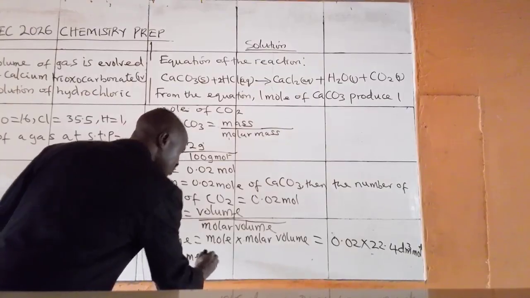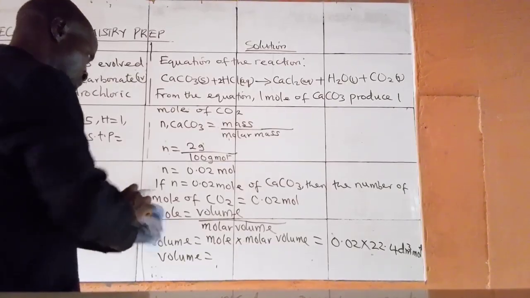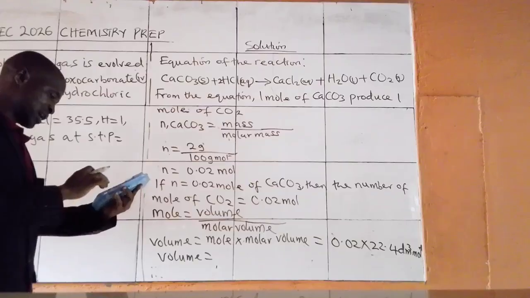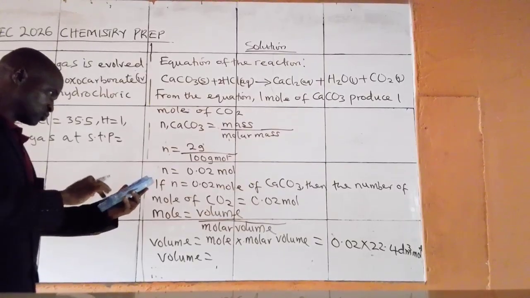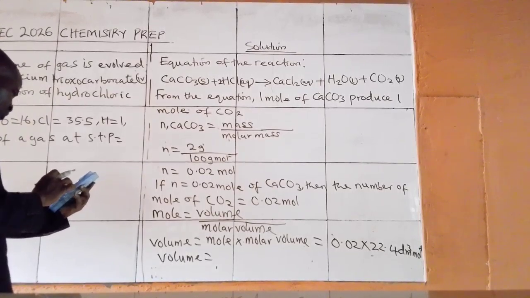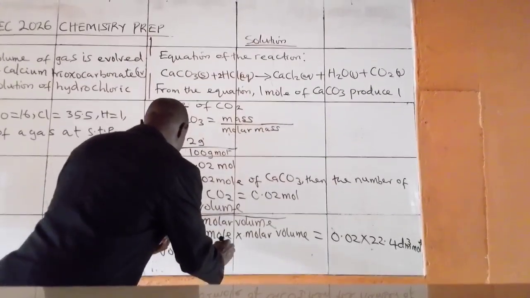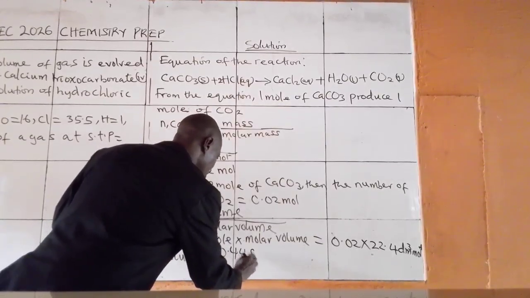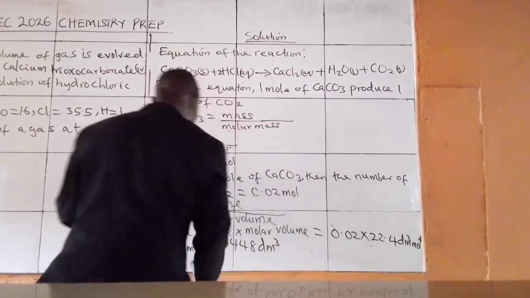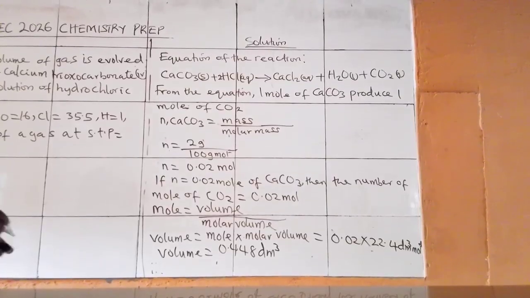Volume is equal to 0.02 times 22.4 dm³ per mole, which is equal to 0.448 dm³.